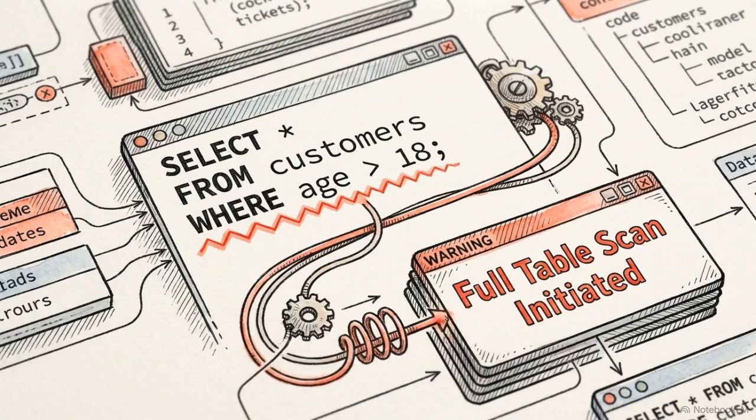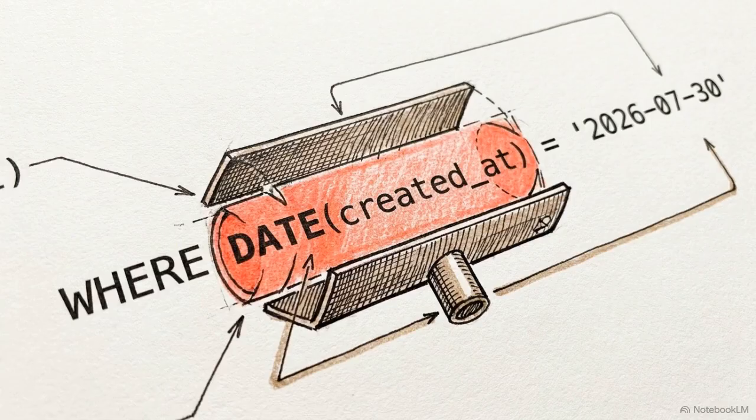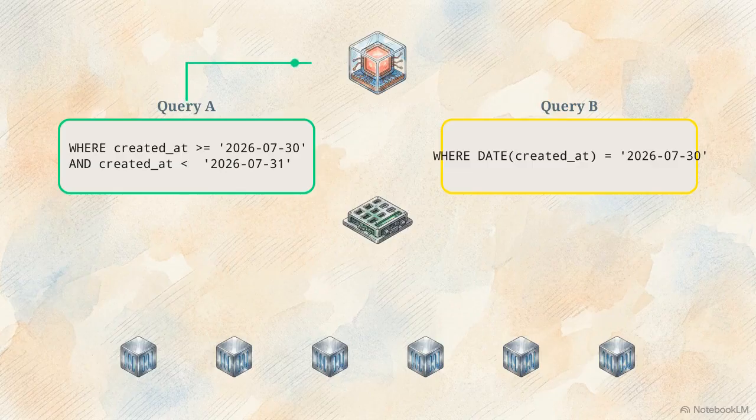The second failure mode occurs when perfectly valid SQL syntax silently sabotages physical execution. Query engines rely on static analysis. They evaluate the where clause before touching any physical data blocks. A common habit is wrapping a timestamp column in a date function to filter for a specific day. Look at these approaches side by side. Query A uses a direct range filter. Query B wraps the column in a function.